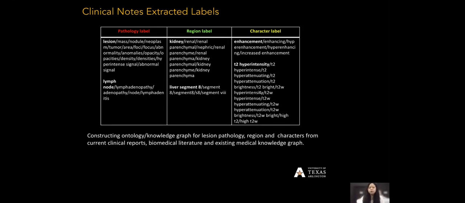Our next work is to try to construct an ontology and knowledge graph for lesion pathology, region, and character from these clinical notes. We also want to leverage biomedical literature and existing medical knowledge graphs to make a more comprehensive knowledge graph for us to use.